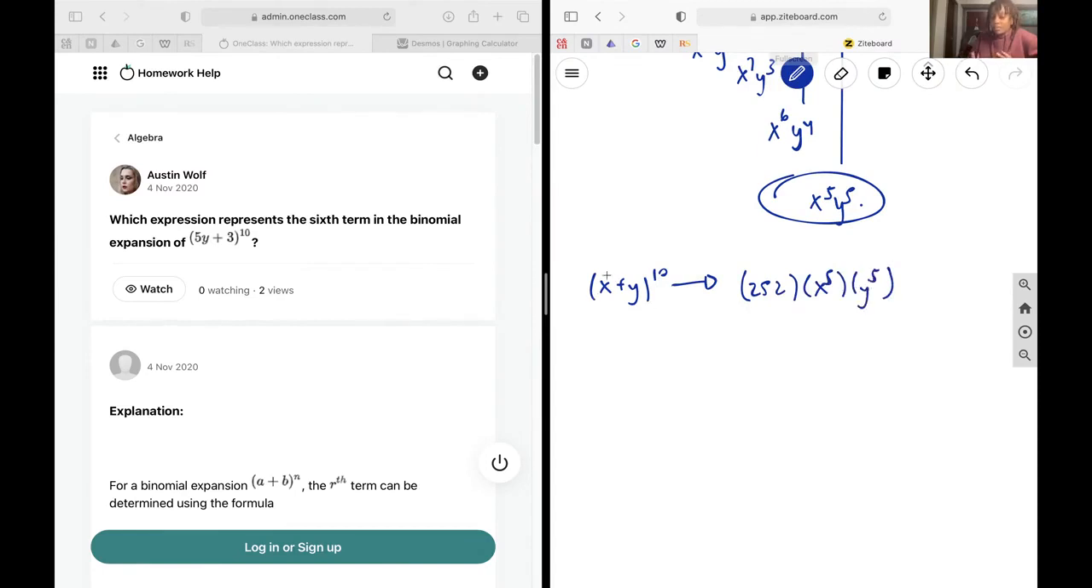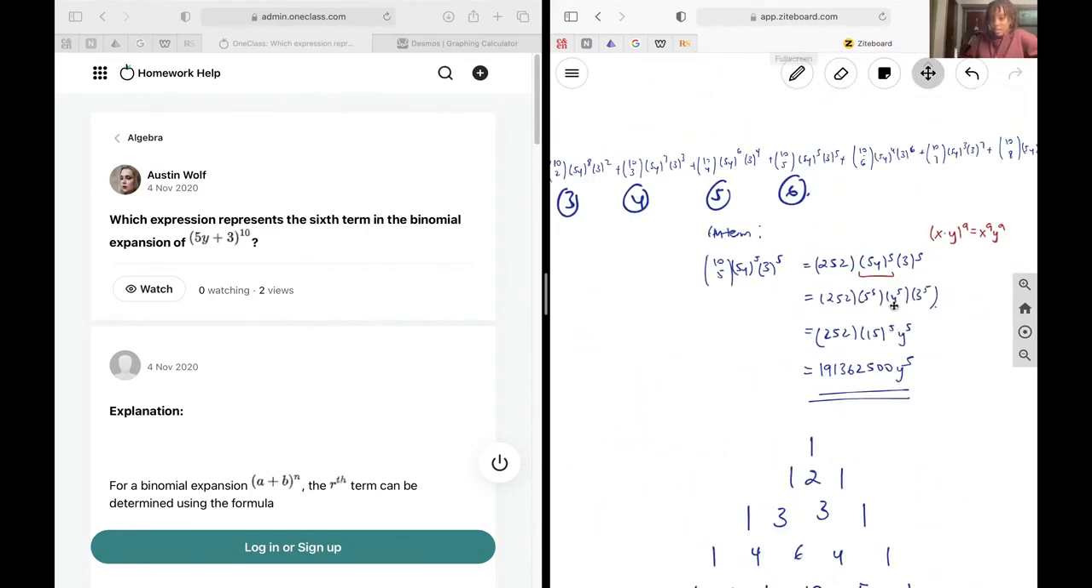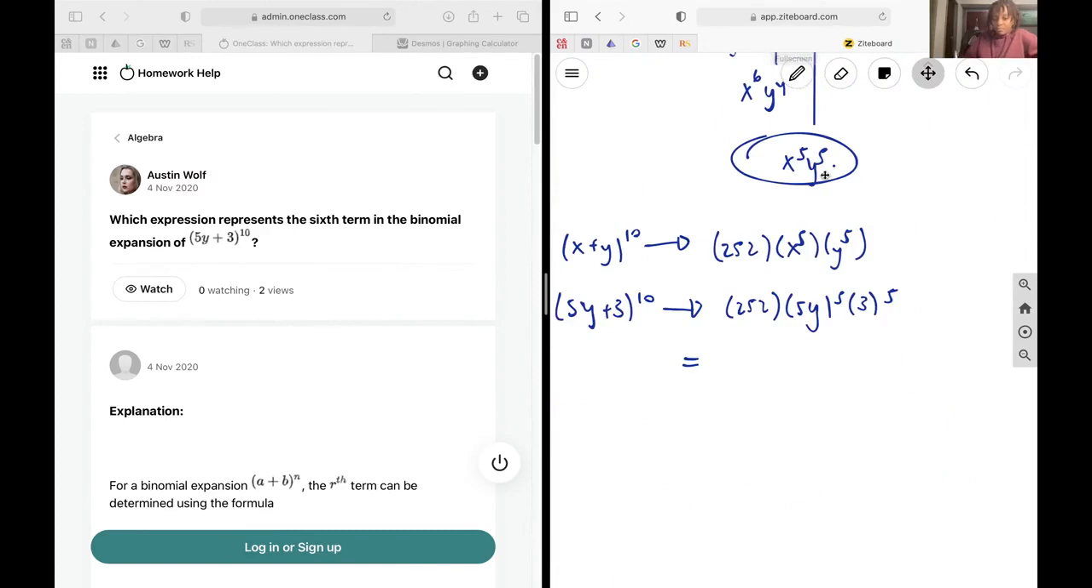But I have 5y plus 3, so I need to put in my x and my y. So this will become 5y plus 3 to the power of 10. My 6th term will be 252, 5y to the power of 5 multiplied by 3 to the power of 5. And then, if you'll notice, this is exactly the result we had up here. And so this will give you the same 191,362,500 y to the power of 5. That's what it's going to give you.